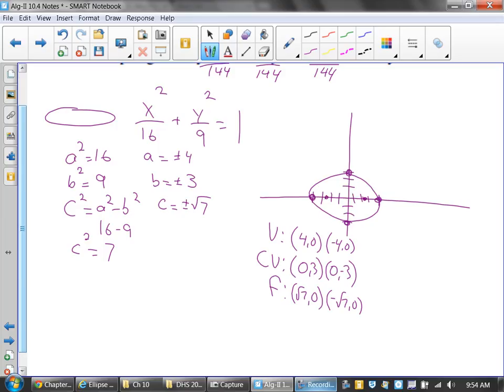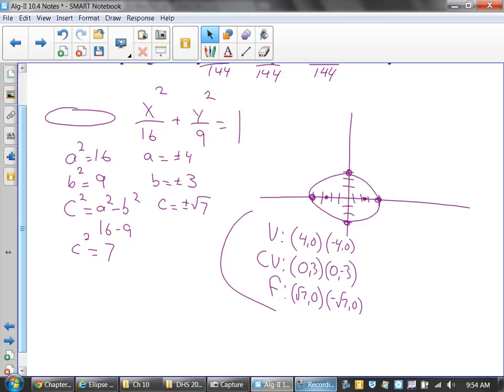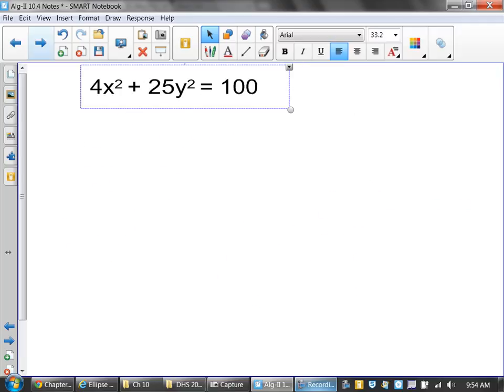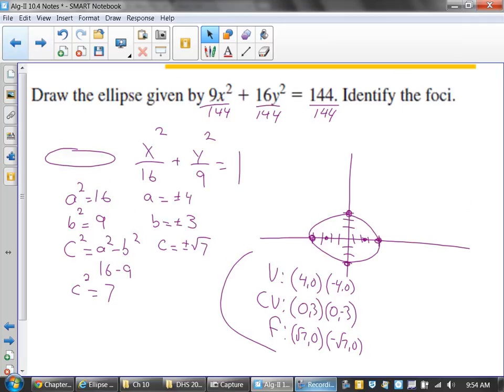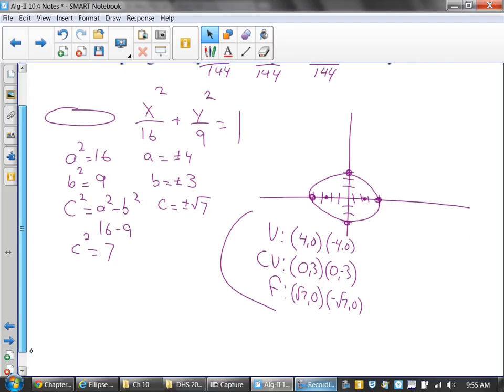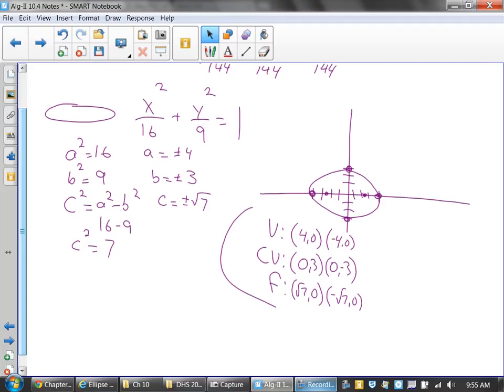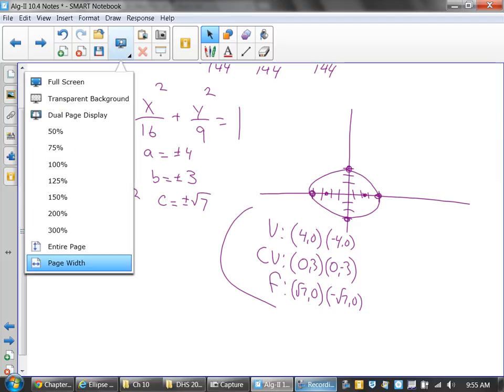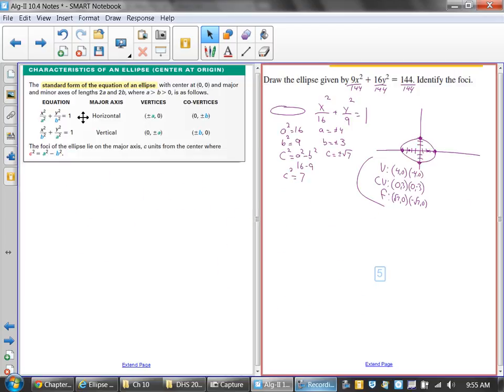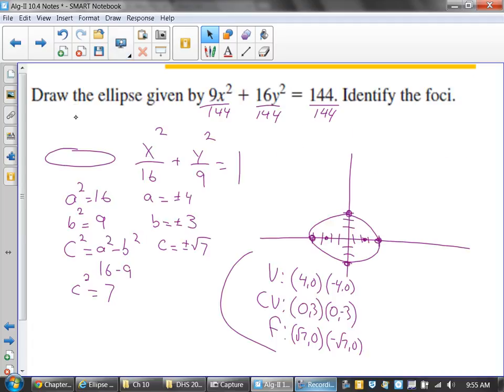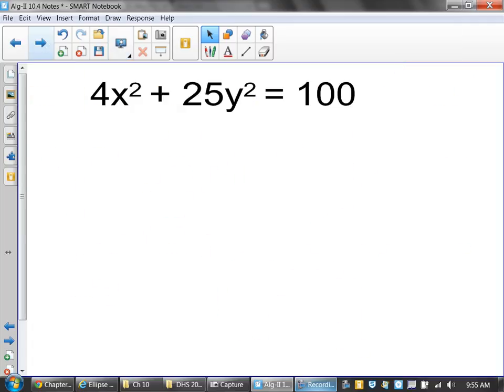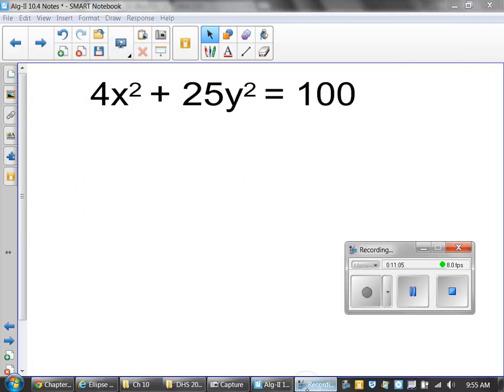Okay. Why don't you guys try one? Same idea. The whole idea is to graph, list these parts out. Graph it, label all the important parts. Straightforward.